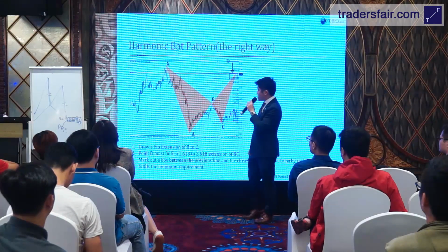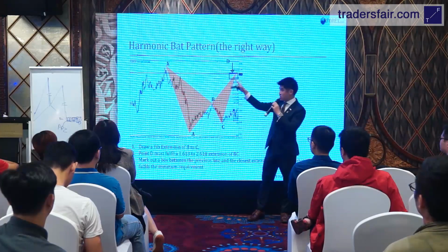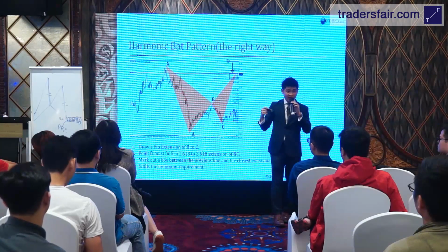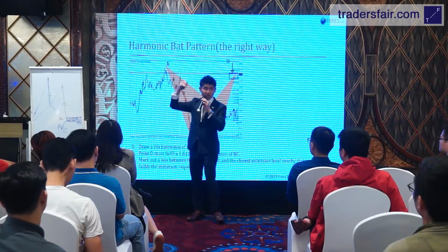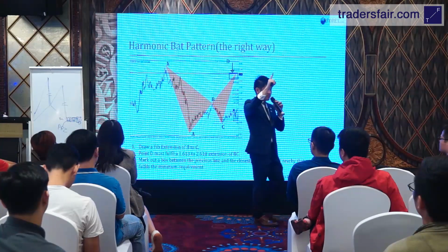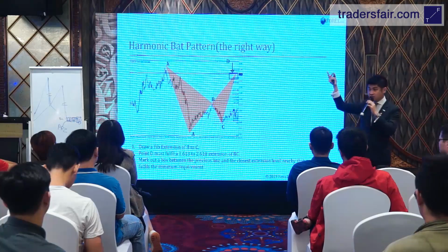Your take profit area will be from A to D, 38.2 target 1, target 2, 61.8. Your stop loss will be above X, plus spread 1 pip and 1 ATR away from X. Okay?